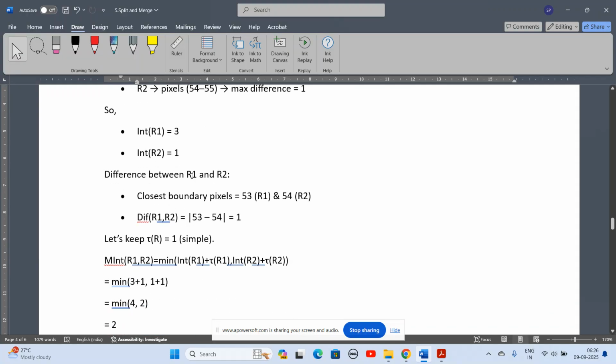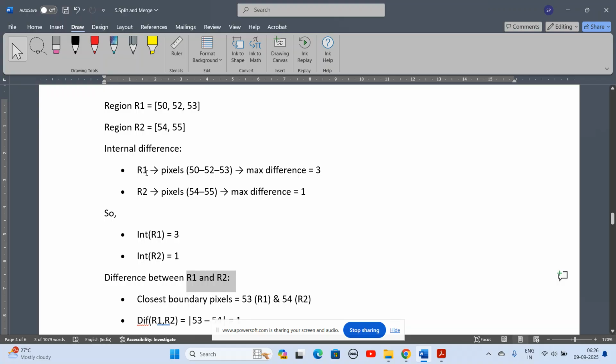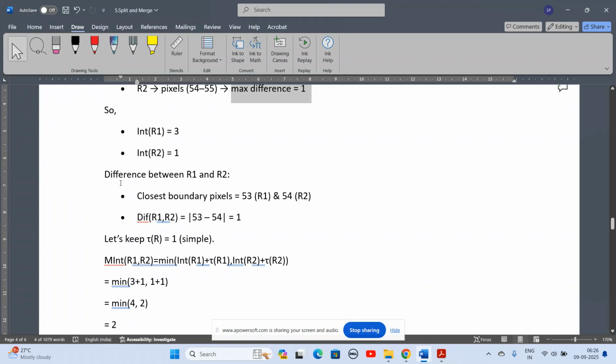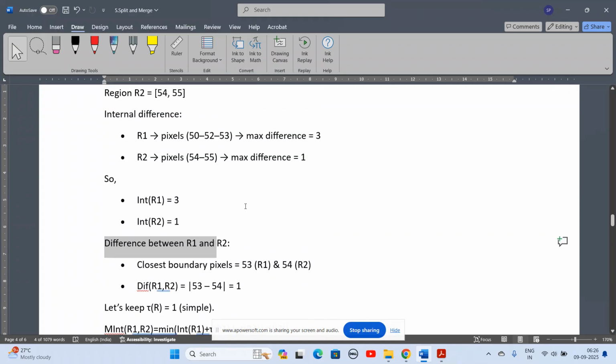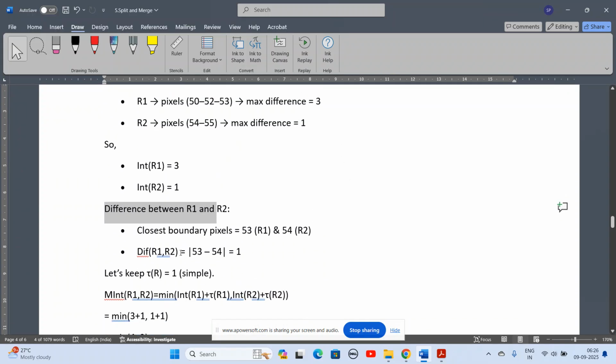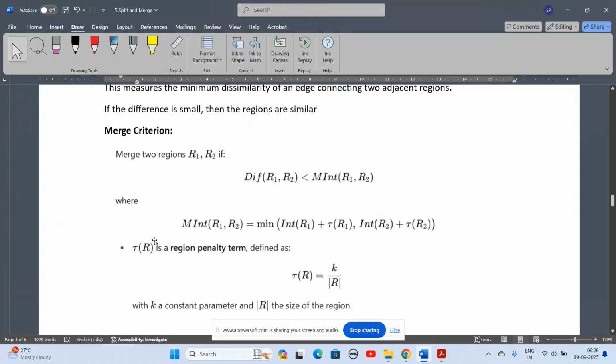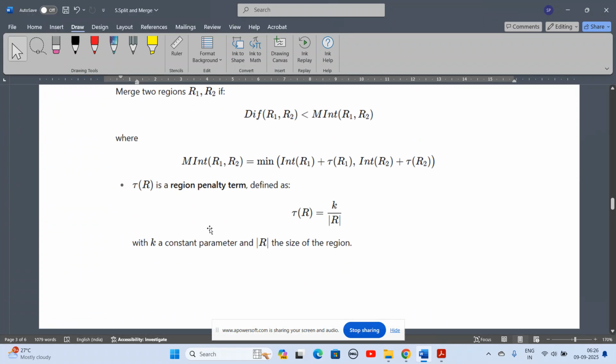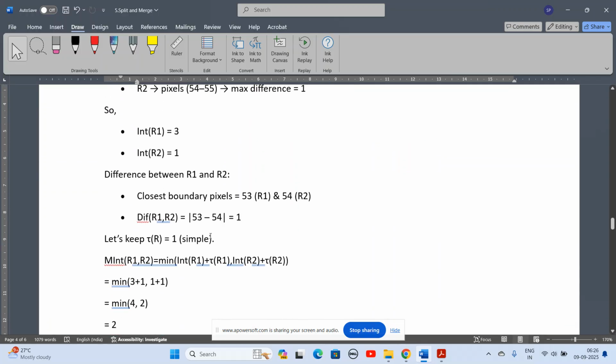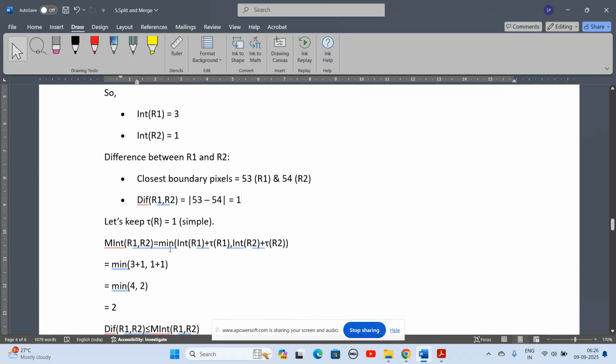Now we need to find the difference between both the regions. In this case, we have found only the internal difference, the maximum difference. Next, we have to identify the difference between R1 and R2. So determine the closest boundary pixels. So the difference here is 1. Now the tau R can be determined by K divided by determinant of R. K is a constant parameter and R is the size of the region. For simplicity, I am going to take 1 for now for simple calculation.